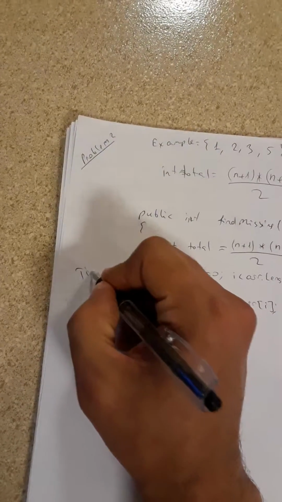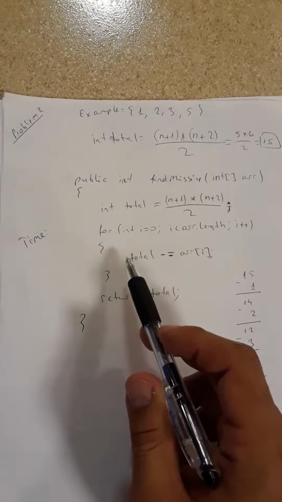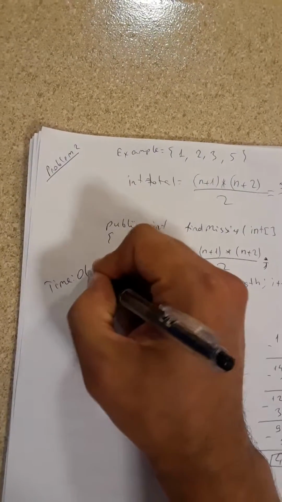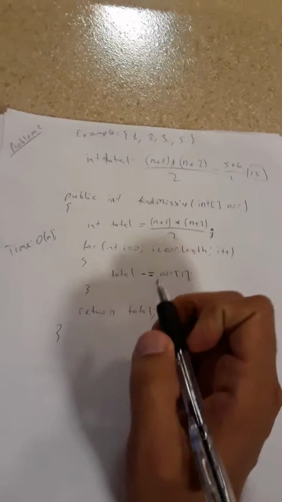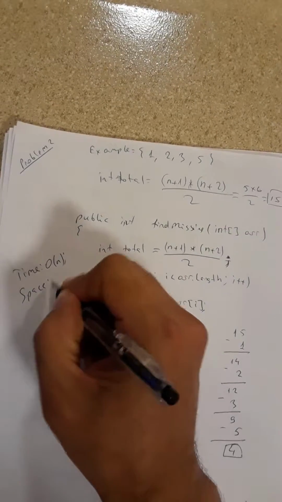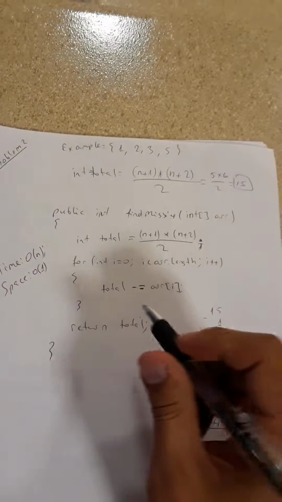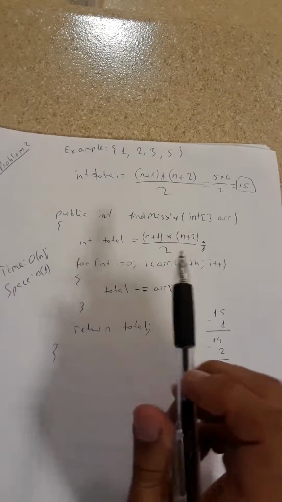And the time complexity of this algorithm, since we're using just one for loop, will be order of n, the number of elements in the array, and the space complexity will be O of constant, because we're defining just one variable, which is an integer.